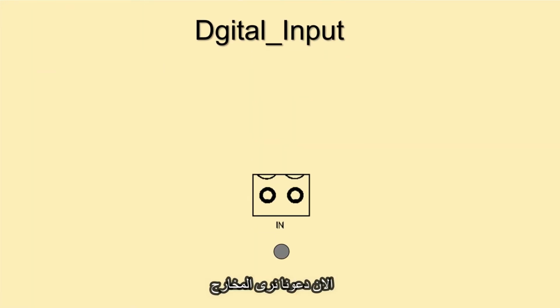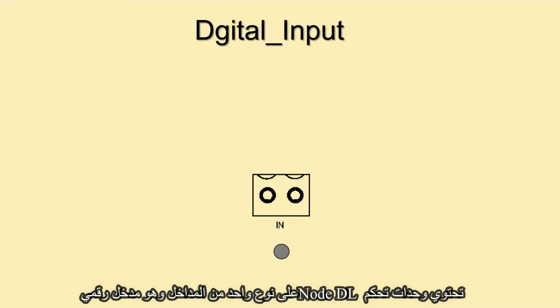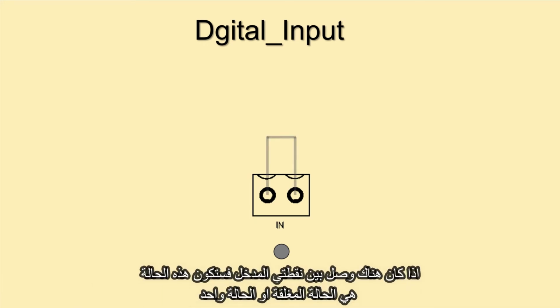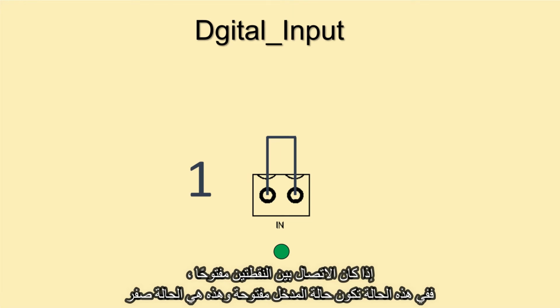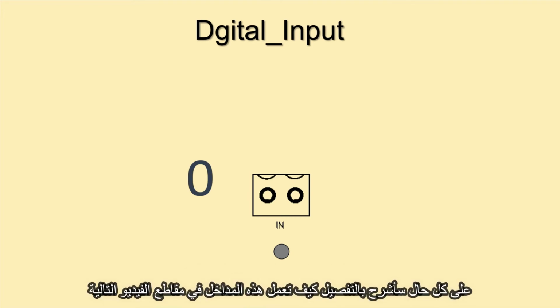Now let's see the inputs. The Node-RL controllers contain one type of input, which is a digital input. If the two points of the input are connected to each other, then this state is the closed state, or state 1, and if the connection between the two points of the input is open, in this case the state of the input is open and that is state 0. Anyway, we will explain in detail how these inputs work in the next videos.